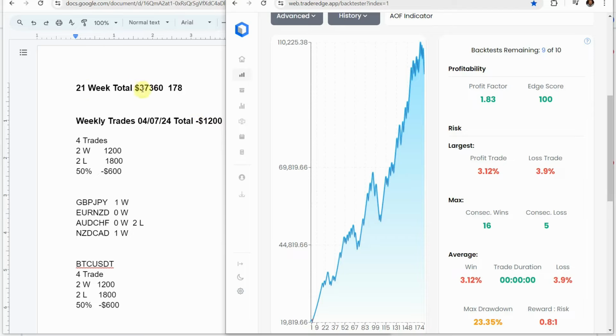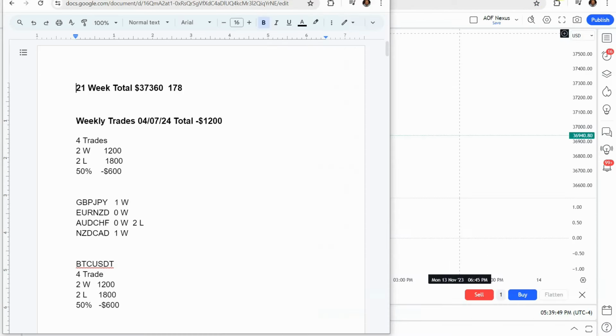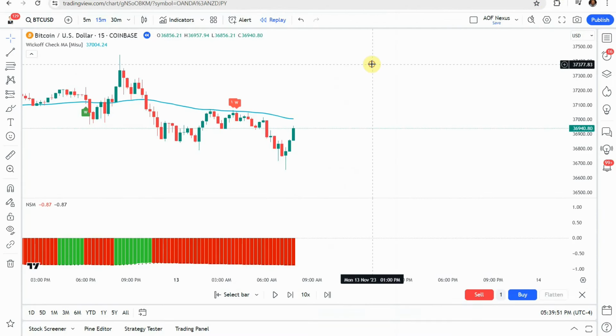Over the 21-week total, now we would have been up $37,360 over 178 trades. You see more stats on the strategy here and the growth of the equity there. And so really good stuff from the Academy of Forex indicator. All right, that's it for this strategy here. We're going to put this one on the no list and move on to the next video from here.